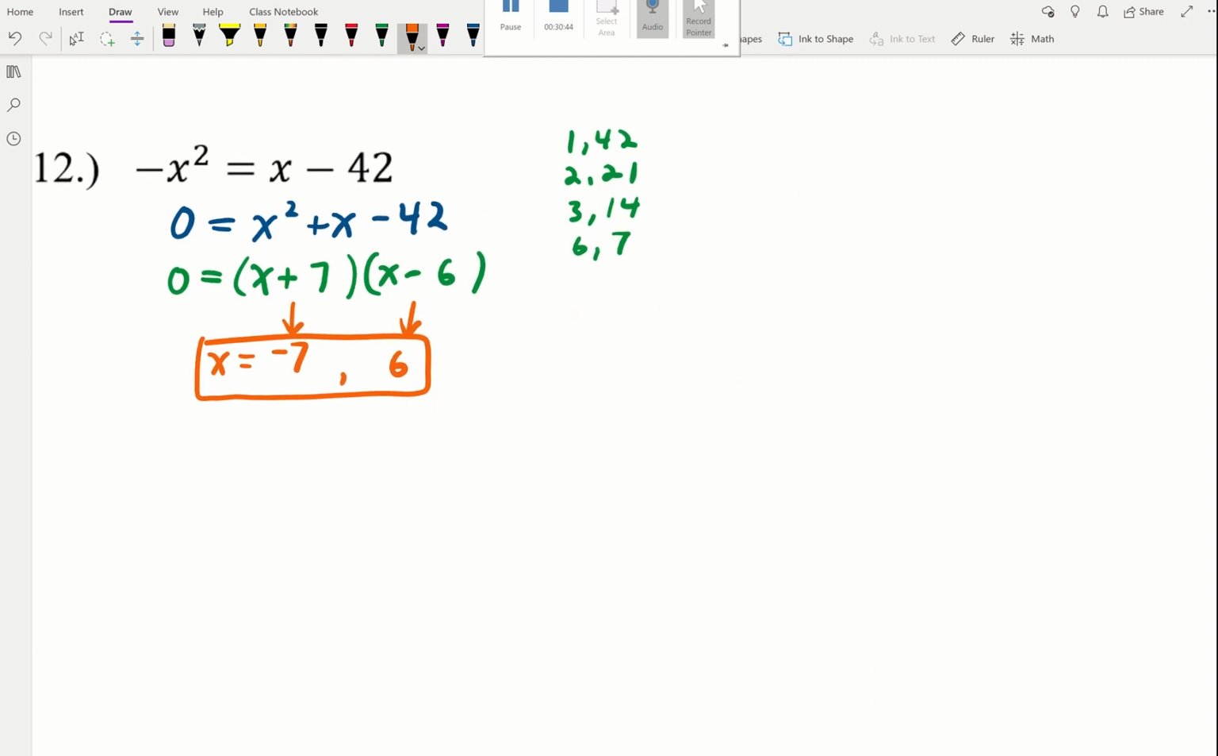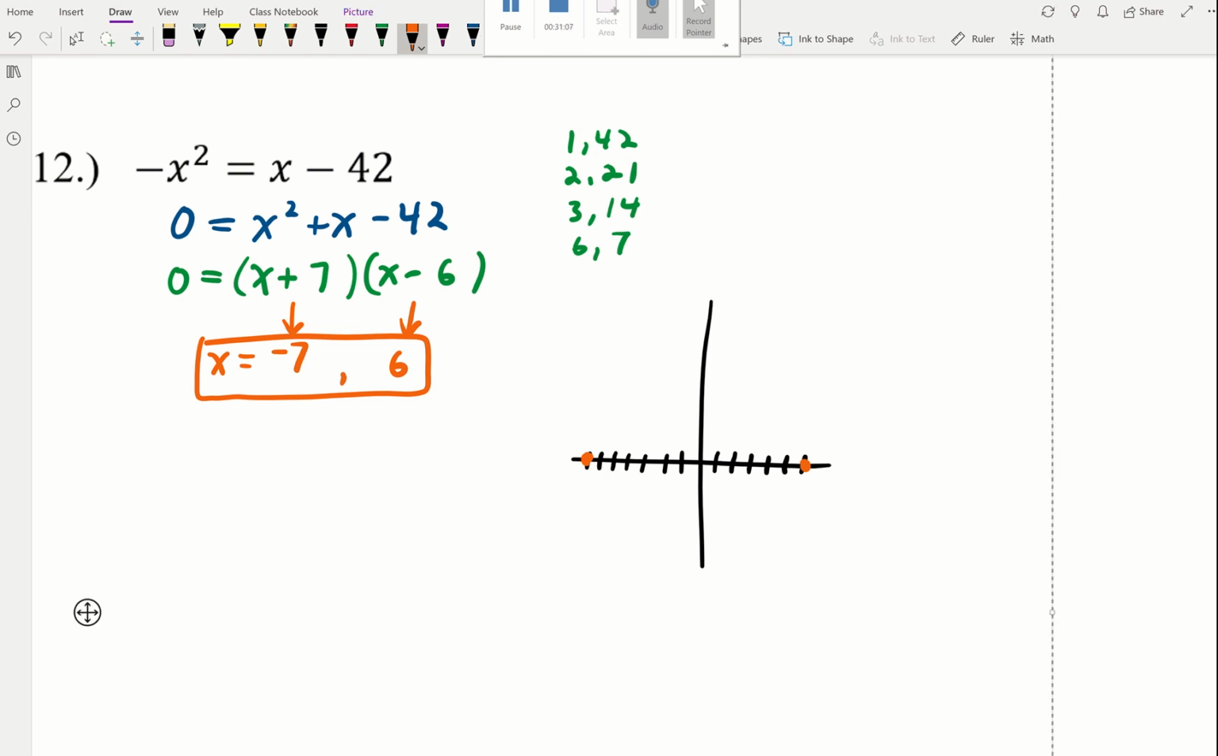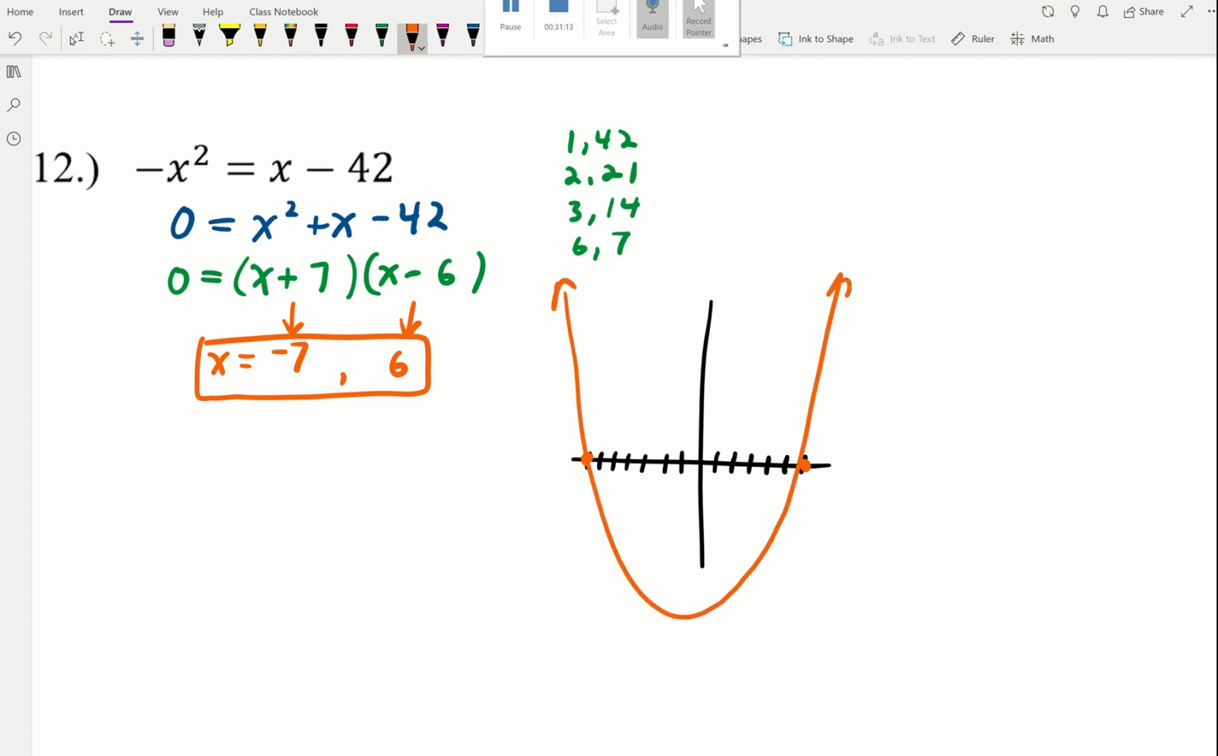So again, from a graphical standpoint, 1, 2, 3, 4, 5, 6, 7, and then 1, 2, 3, 4, 5, 6. You've got one x-intercept here, one here. If we had moved things over to the left-hand side, our parabola might open down. But if I'm using the parabola where we move the x squared over, the parabola is going to open up and go through those 2 points.